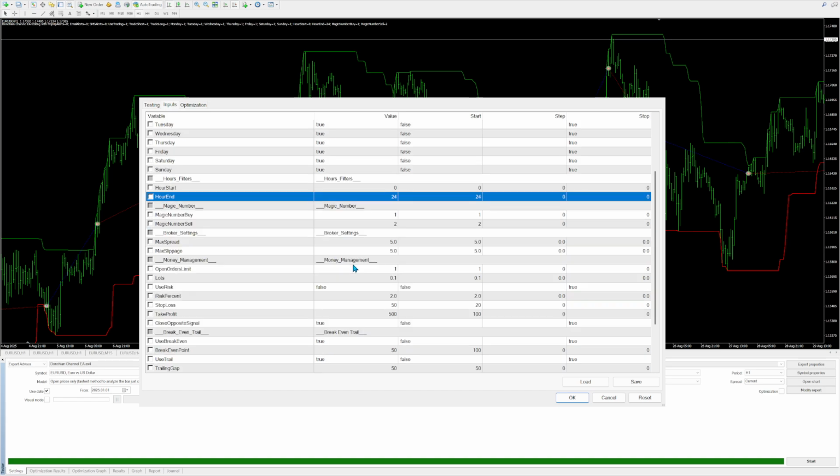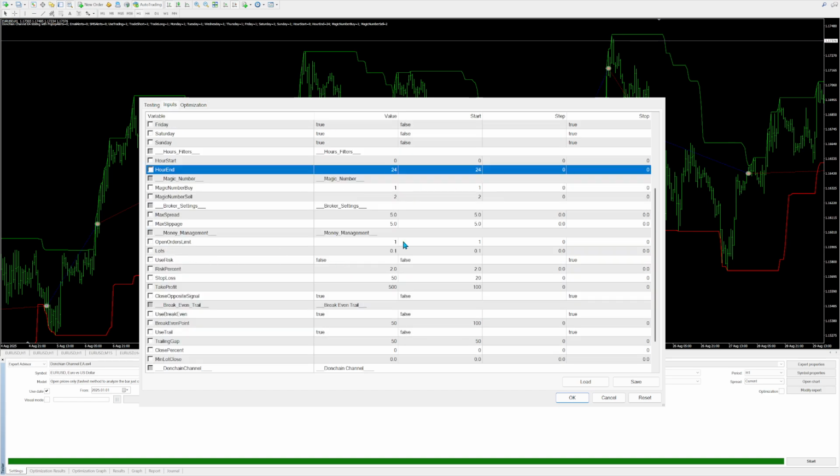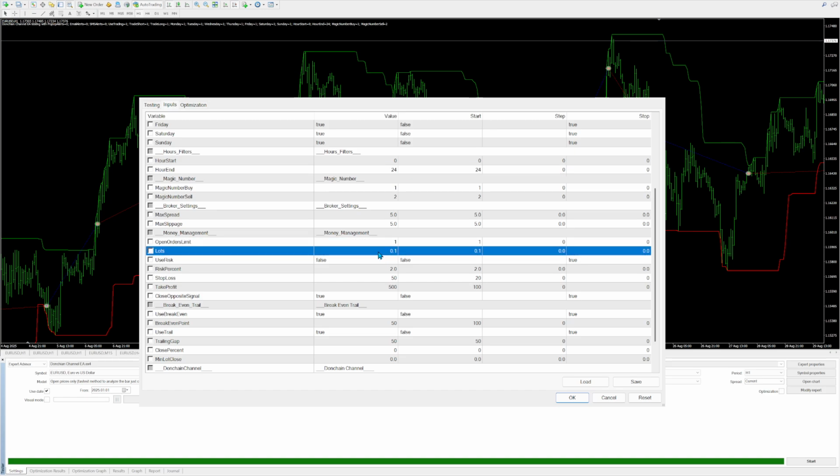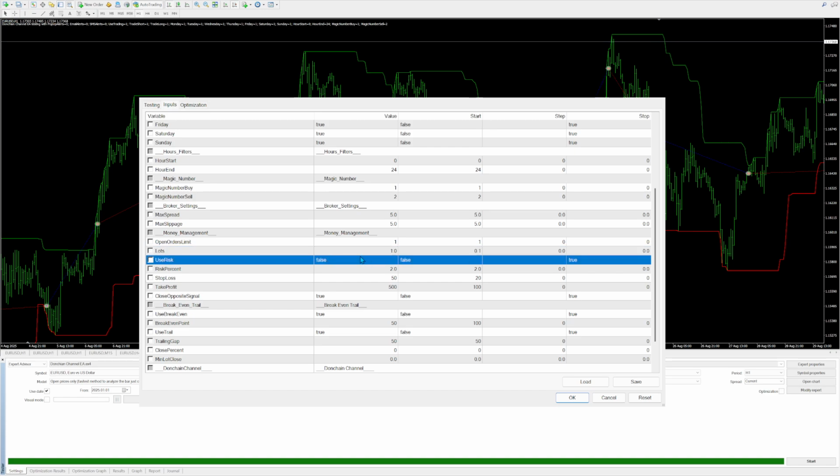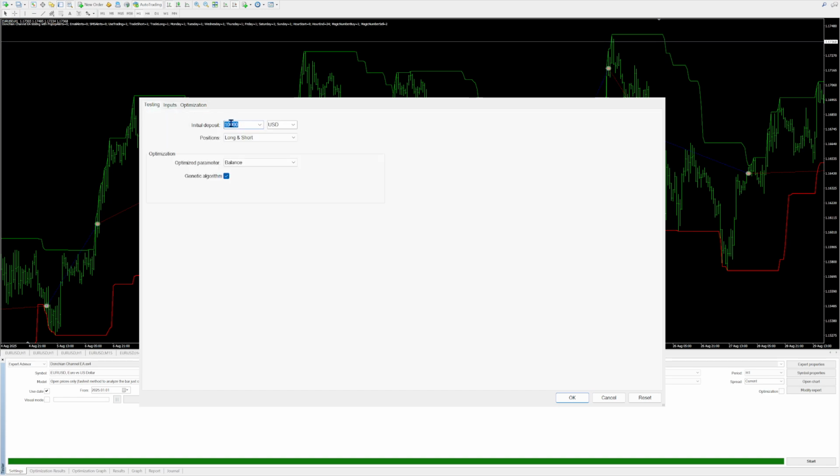We'll go for all hours. So open orders limit 1, lot size, just leave. We can put that 1 standard lot. Here you can choose the balance you want to test with. So we just say 10,000 US dollars there, long and short.